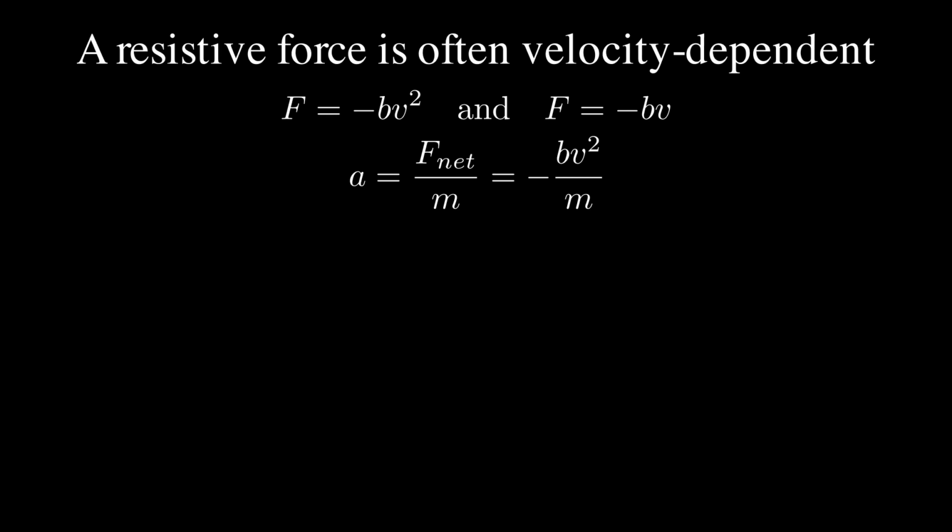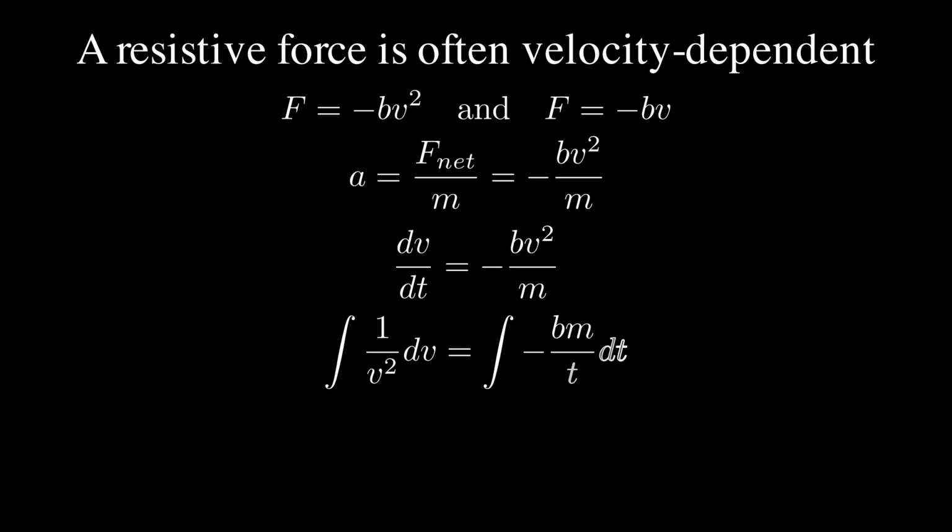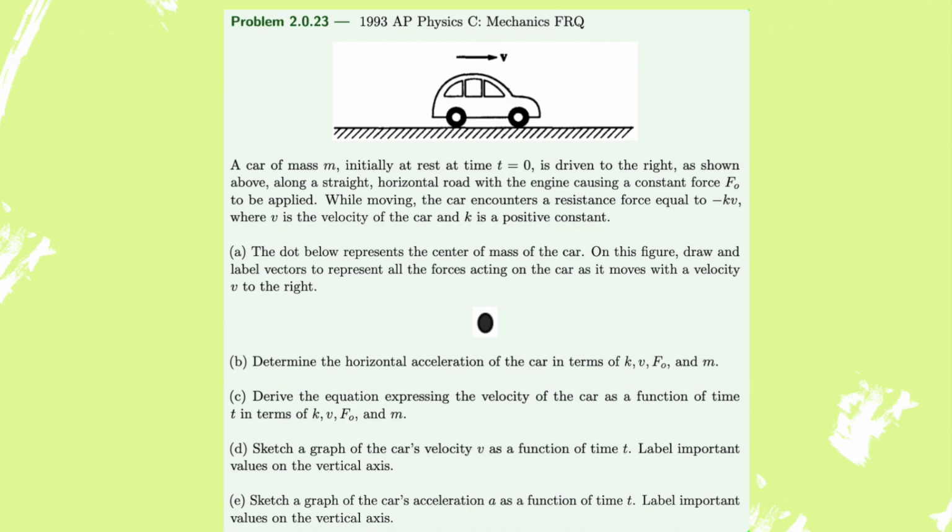Acceleration is the same thing as dv over dt, because acceleration is the derivative of velocity with respect to time. So that means dv over dt equals negative bv squared over m. And now we use separation of variables. So we bring all terms of dv and v to one side. So we get 1 over v squared dv, and that equals minus b over m dt. And now we integrate both sides. After we integrate both sides, we can find an expression for velocity, and you'll see an example of this very soon. Now let's look at a free response question from the actual AP exam.